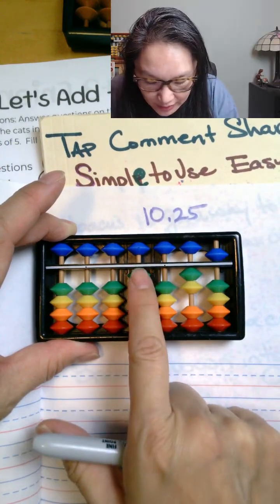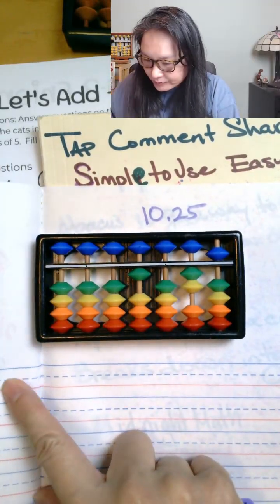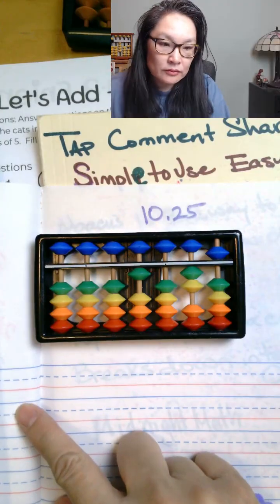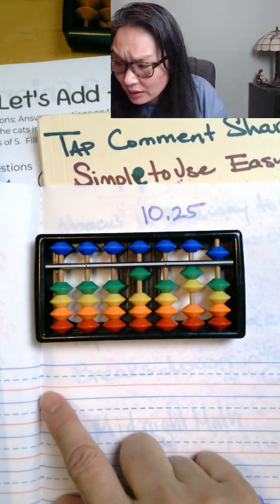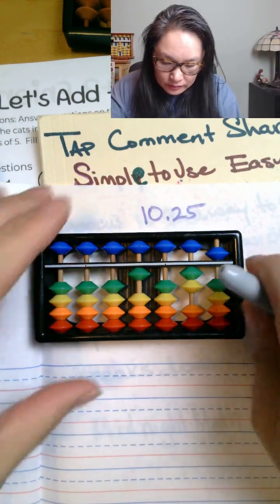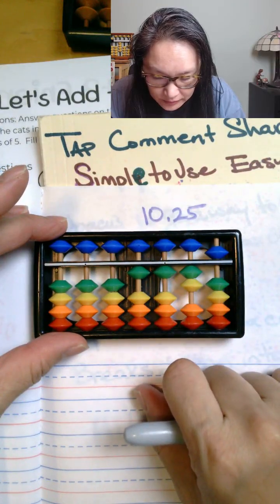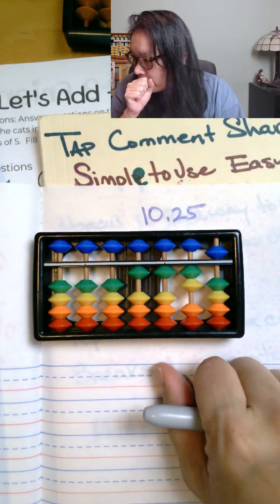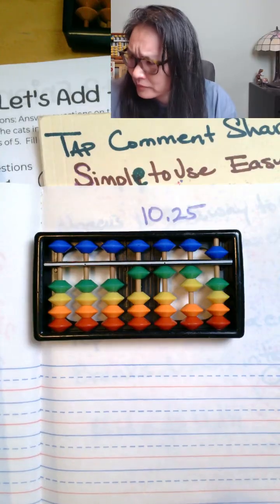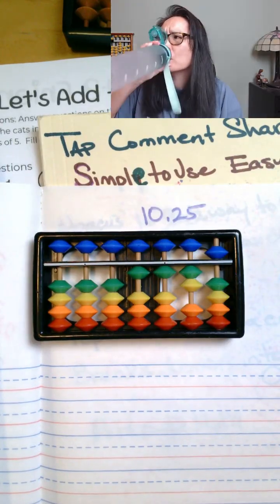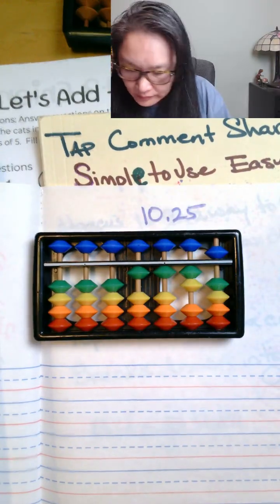So we have $10.25. So now we have our decimals. So this is 11.25.